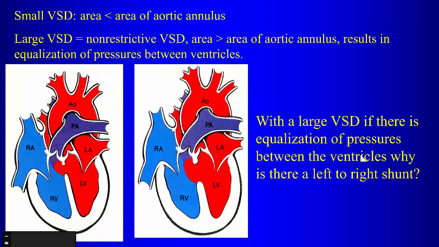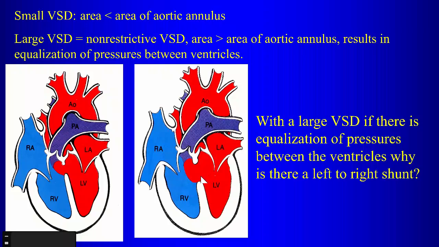So if you have a very large VSD and you have equalization of pressures between both ventricles, why is there a left to right shunt? Why is there increased pulmonary blood flow? Because of what? Higher pressures in the aorta. No, the pressures in the ventricles are the same, right? But you're kind of on the right track.